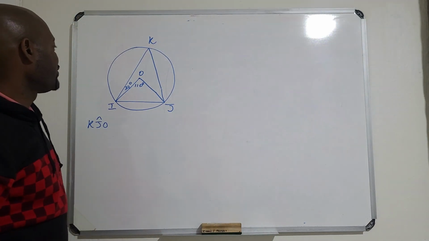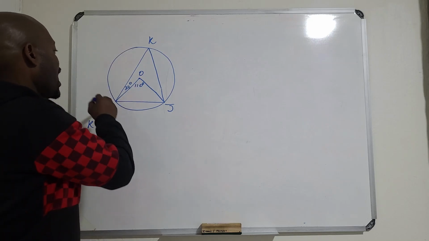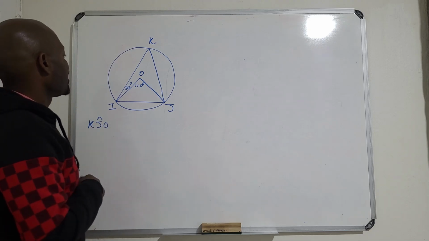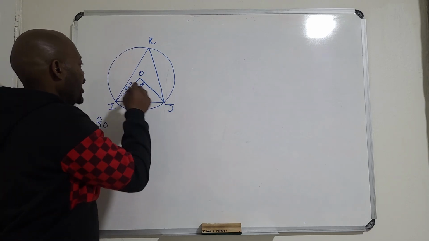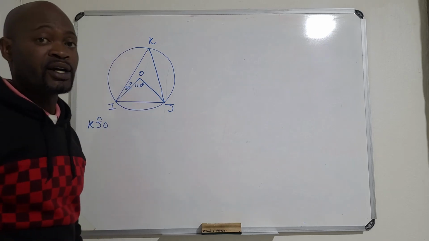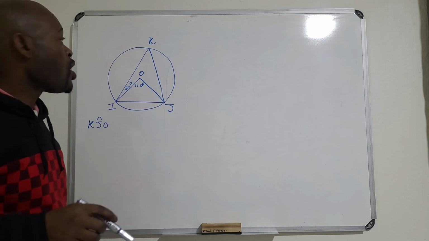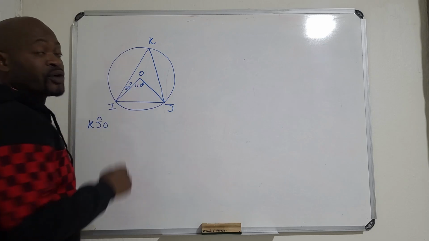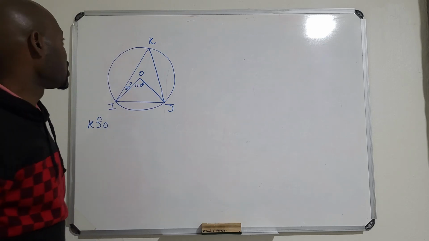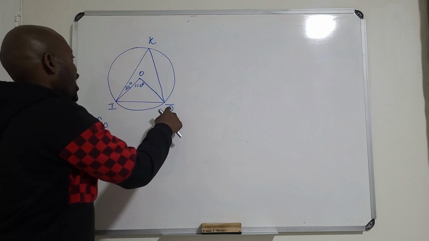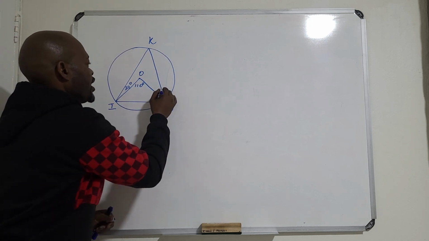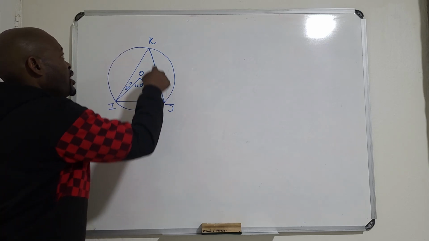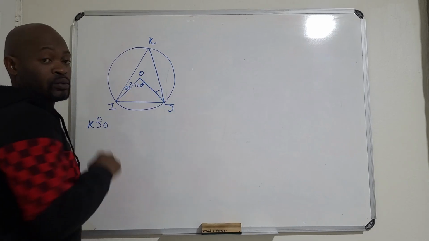Here we are given that I, J, K are points on the circle, and we are also given that angle IOJ, which is this angle, is 110 degrees. And we are also given that angle KIO is 32 degrees. We are told to find angle KJO, which is this angle there.